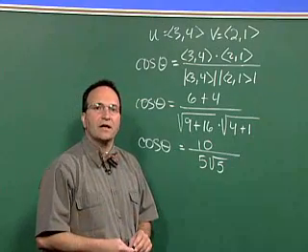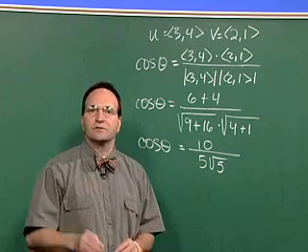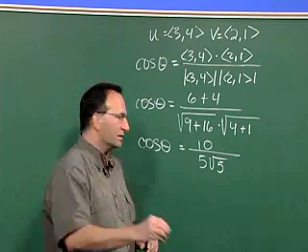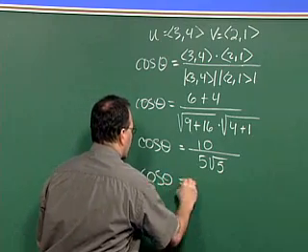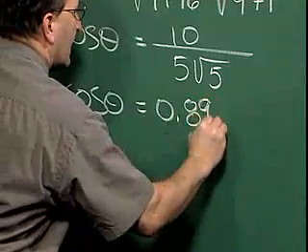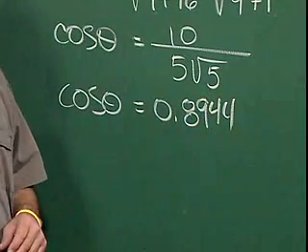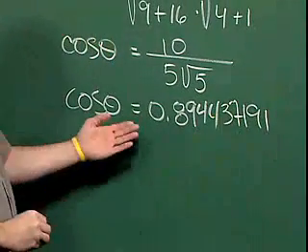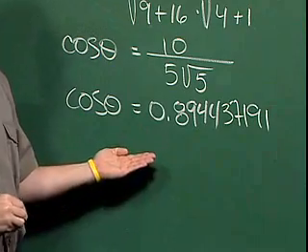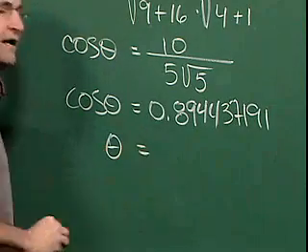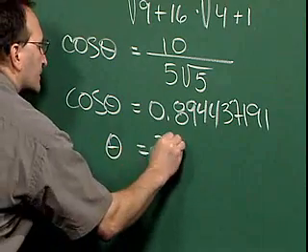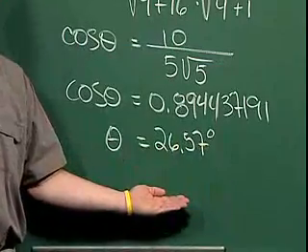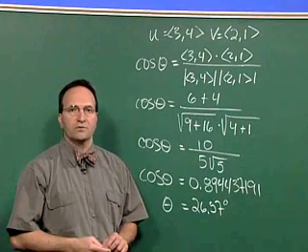When we plug this into the calculator, we'll find that the cosine of theta is equal to 0.894437191. Plugging that into the calculator using inverse cosine, we get theta will be equal to 26.57 degrees. So there we have the angle between those two vectors.